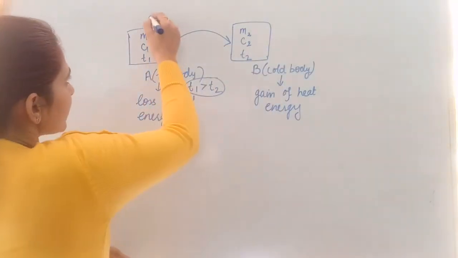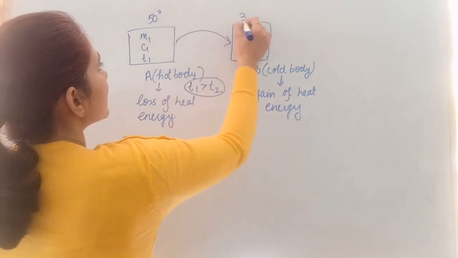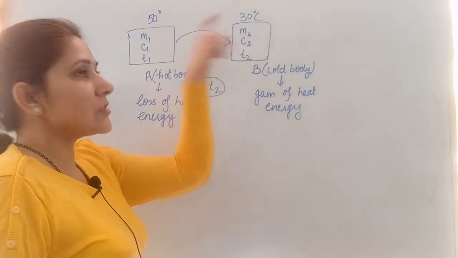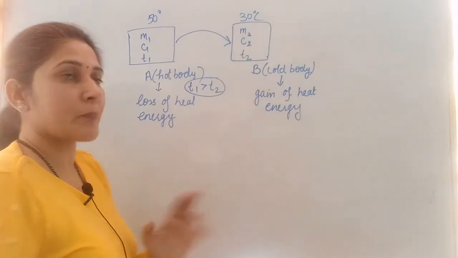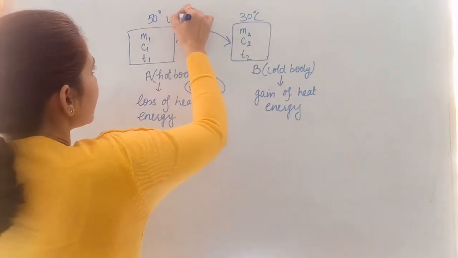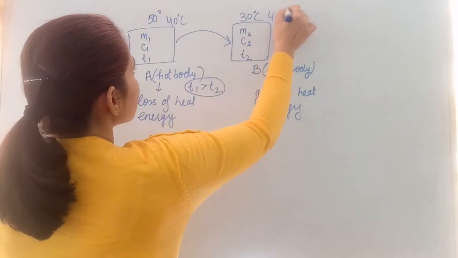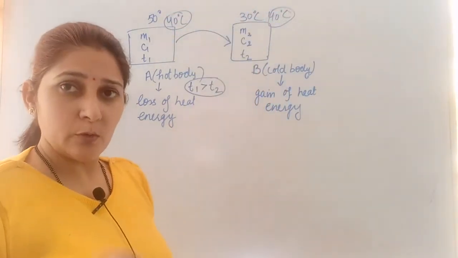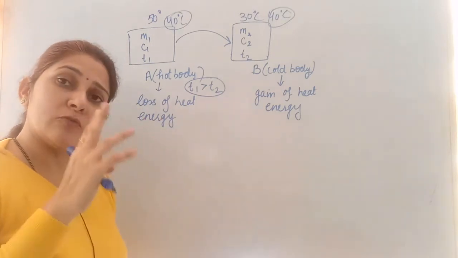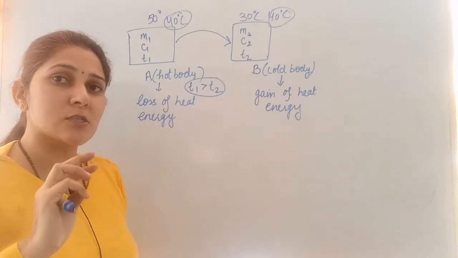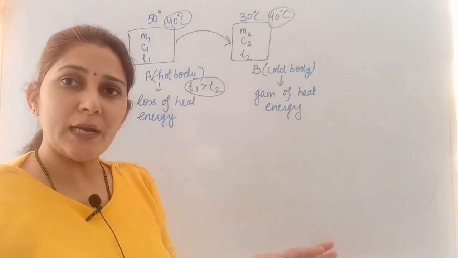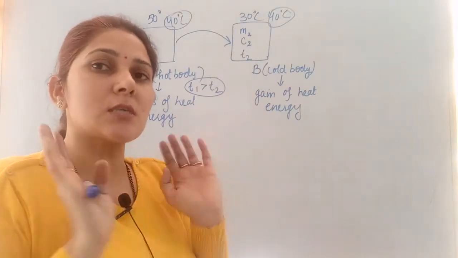Suppose this body is at 50 degrees Celsius, and this is at 30 degrees Celsius. When we place these two bodies, heat will go from the 50 one to the 30 one, but till what time? Till both the bodies attain the temperature of 40 degrees Celsius. At 40 degrees Celsius, both of them have the same amount of heat, we assume. If both of them have the same temperature, that means there is no hot body, no cold body, means there is no flow of heat, and this situation is known as thermal equilibrium.